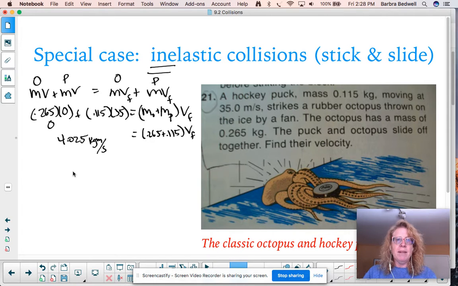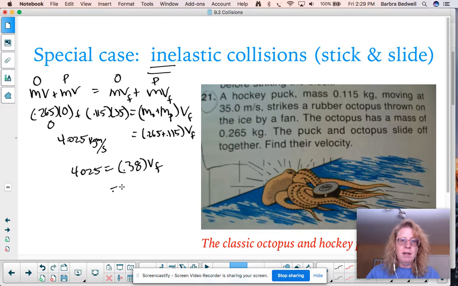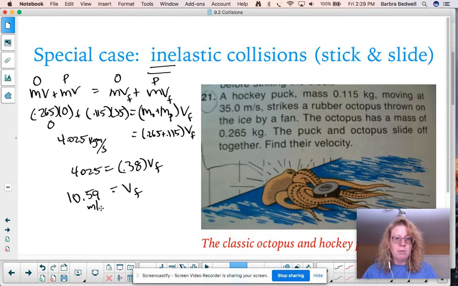And so I know 4.025 is going to be equal to 0.265 plus 0.115, our combined mass of our two critters stuck together. So this is 0.38 times VF. And then I just solve for VF, 4.025 divided by 0.38. And I get a final velocity of 10.59 something or other and change. This would be meters per second. Sig figs, looks like I have 3, so let's call it 10.6 meters per second.